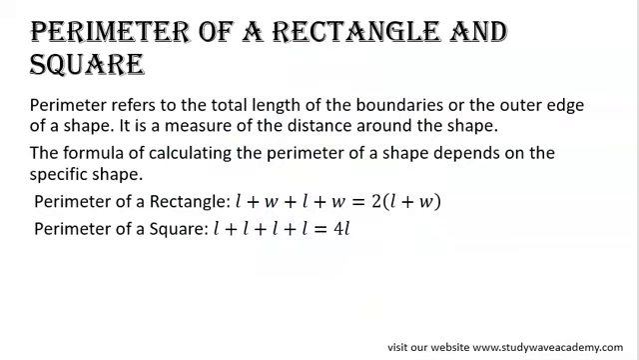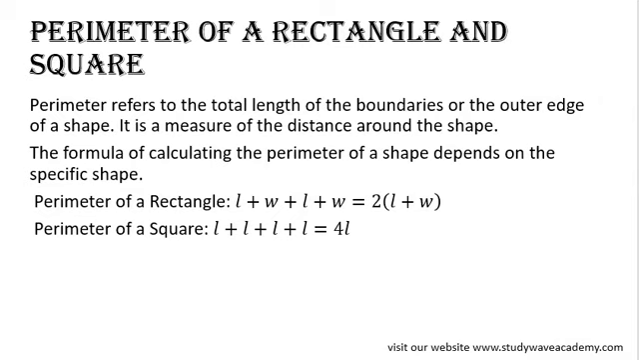So what's a perimeter? A perimeter refers to the total length of the boundaries or the outer edge of a shape. It is a measure of the distance around the shape. Okay? It's like tracing the outline or boundary of a flat shape. It describes the distance around the outside of a shape. Do we understand that?